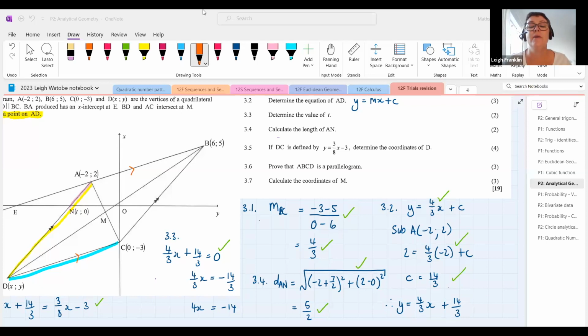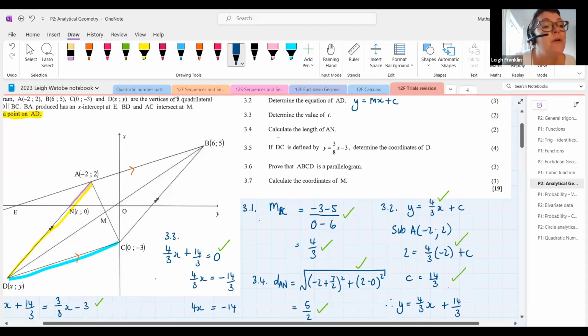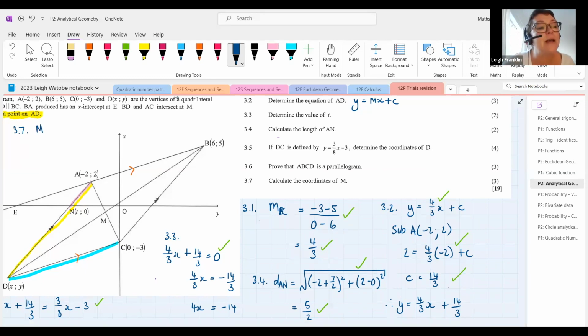Yes, good, Kalipa. Lovely. We're going to use midpoint formula, and either we can calculate M as the midpoint of AC, or we could calculate M as the midpoint of BD. Okay, so either or. So just so that it's easier for you guys to see, I'm going to squash question 3.7 in here. So calculating the coordinates of M using midpoint formula, I'm going to do AC. So that would be -2 plus 0 over 2, and then 2 plus -3 over 2. Okay, so the coordinates of M.